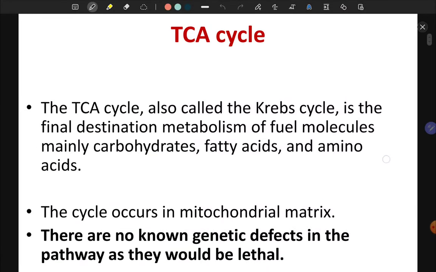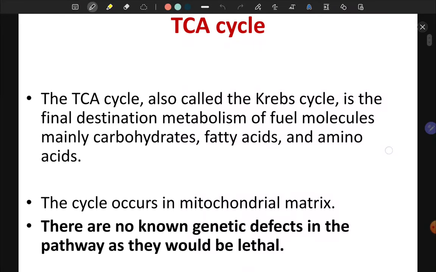There are no known genetic defects in the pathway, and they would be lethal. If you remember, we talked about glycolysis: you will never, in your lifetime, see a patient with a complete enzyme defect in glycolysis, because it is fatal or lethal. While in the Krebs cycle, you will not see even a patient with a partial defect in any enzyme in the TCA cycle, because it will be incompatible with life.